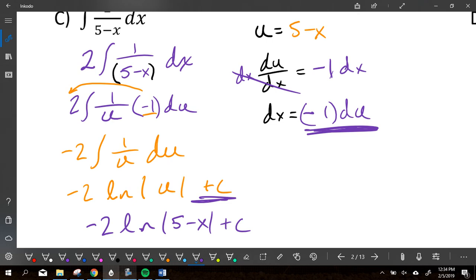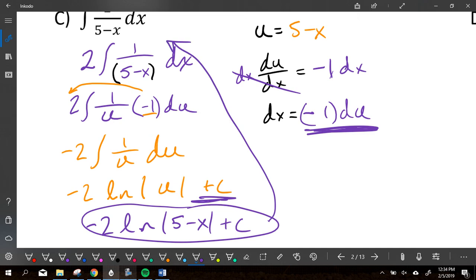Question so far. If you look back at your bell work, we started with that guy, and we got that guy when we took the derivative. Now we just did the antiderivative and worked backwards. Question so far?